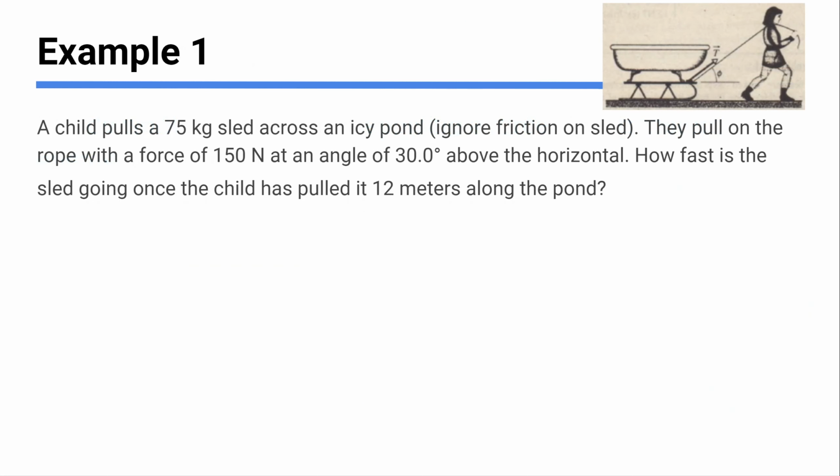Okay, so let's try a problem with this. Let's look at a classic physics problem. A child pulls a sled across an icy pond. Icy because we're going to ignore friction. Don't worry about how the kid's moving. It's a magic physics problem.